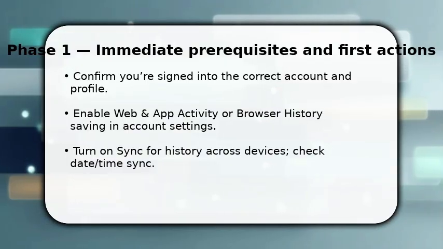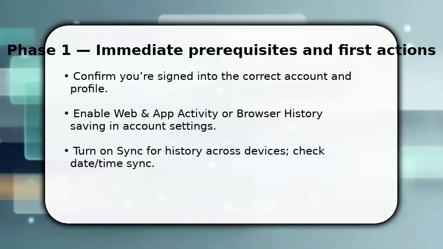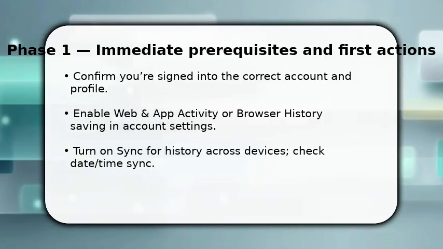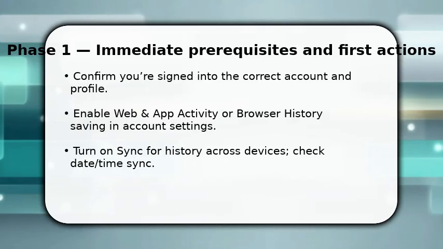You start by confirming the obvious but essential items. You are signed into the exact account that stores history. Once signed in, go to Activity or History Controls and enable Web and App Activity. That's why history is saved in the first place. Make sure sync is turned on for history so devices share entries. Also verify device date and time are accurate because misaligned clocks prevent proper sync. Once done, proceed to the deeper cleanup steps.